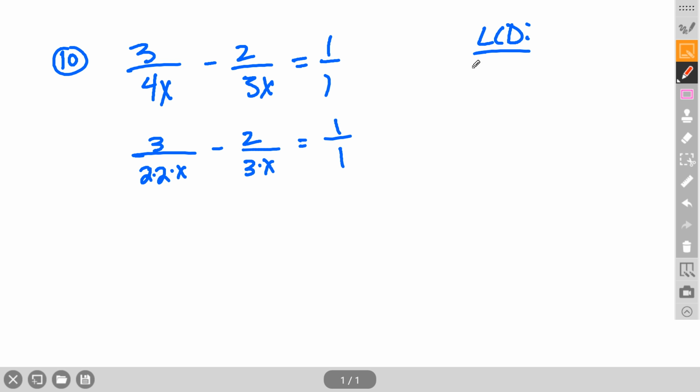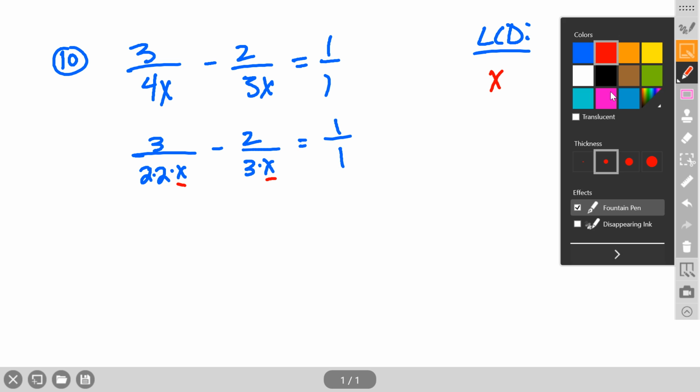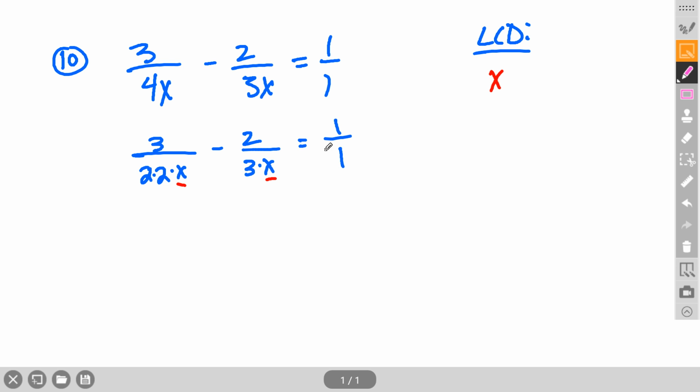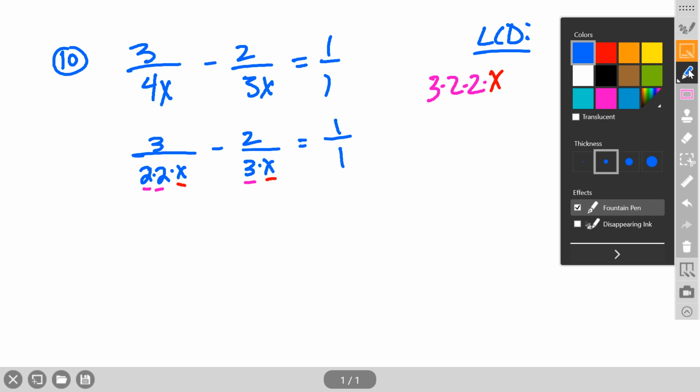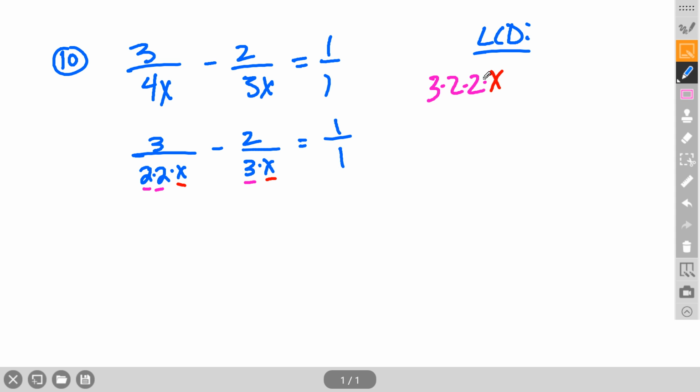All right, so the LCD would be anything that they have in common. So these two have an x in common. So that's part of the LCD. And that's all they have in common. The rest of the LCD is what they don't have in common. So 2 2's, a 3. So this is our LCD. This is 12x.